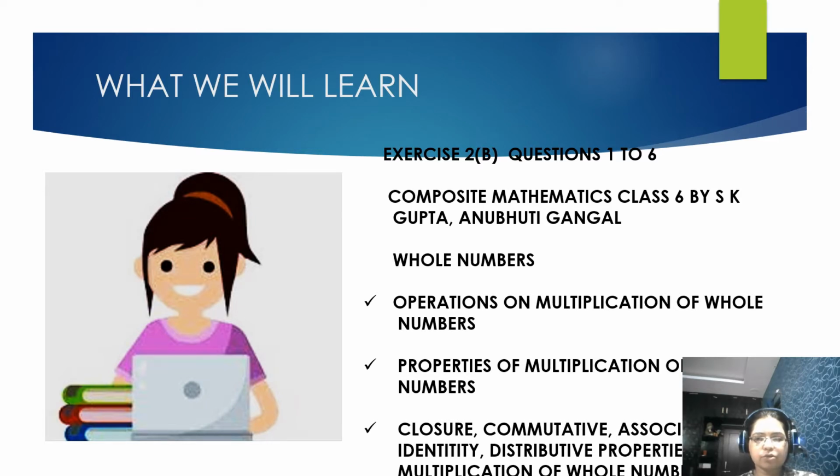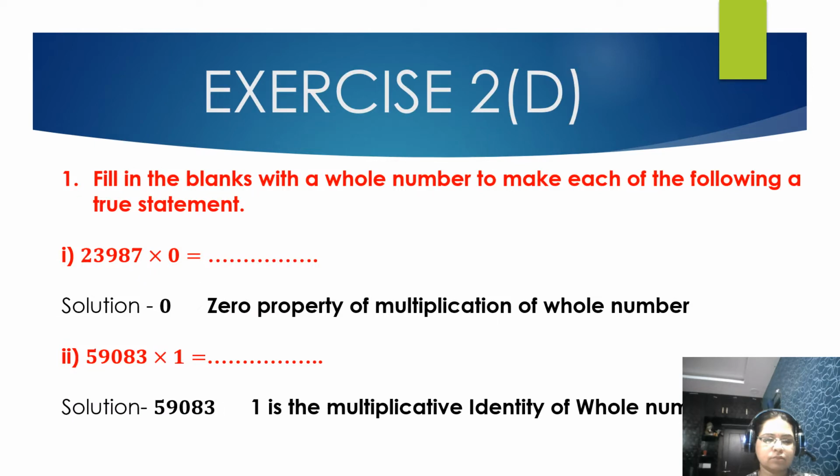Let's solve some questions. Now we will solve question number 1. Question number 1 is: fill in the blanks with a whole number to make each of the following a true statement. First bit is 23,987 multiplied by dash equal to 0.